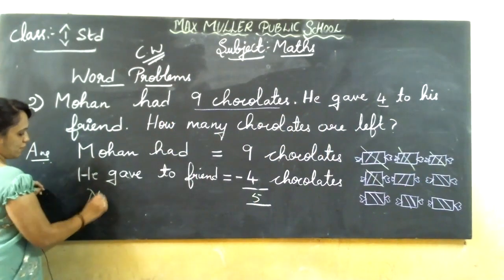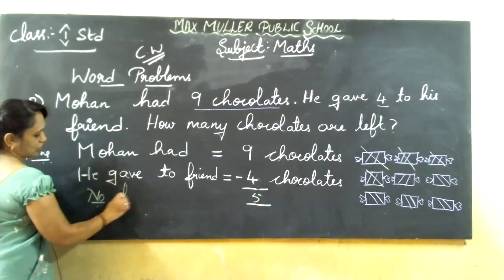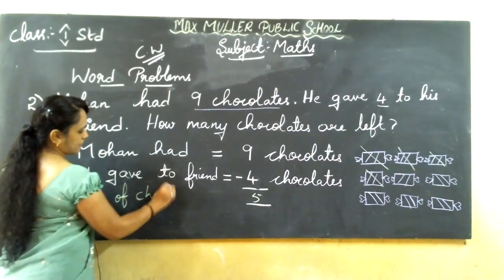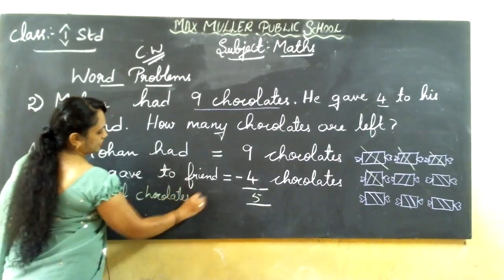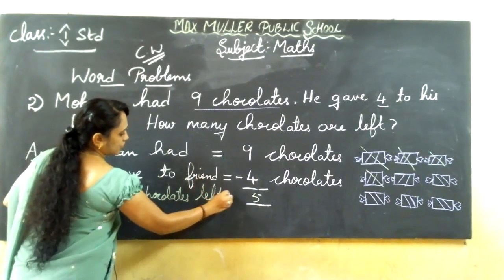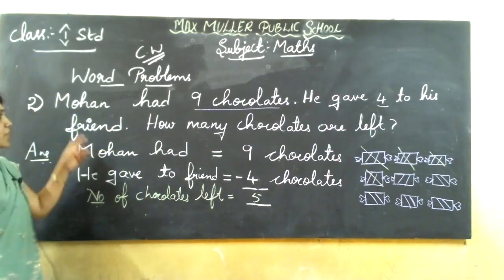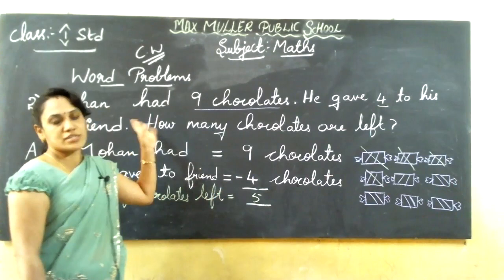Number of chocolates left. How many chocolates left? 5 chocolates. Number of chocolates left? 5. Okay, Mohan had, I'll read again once the second sum.